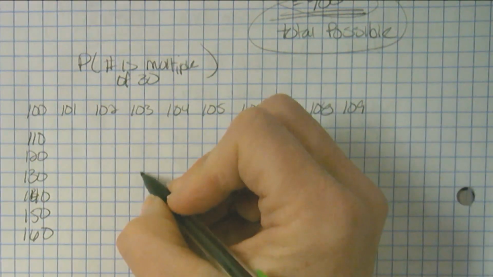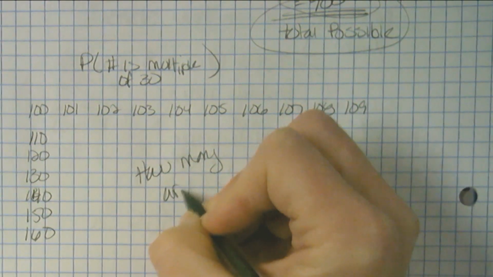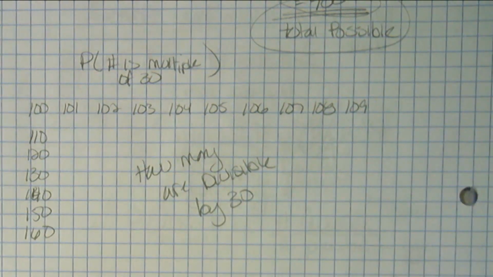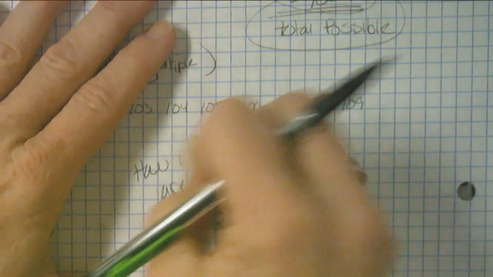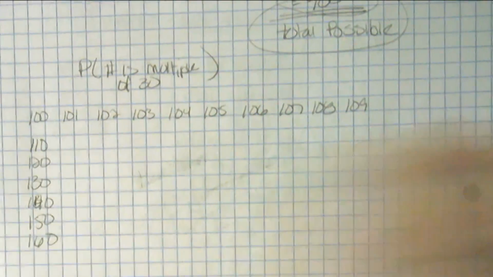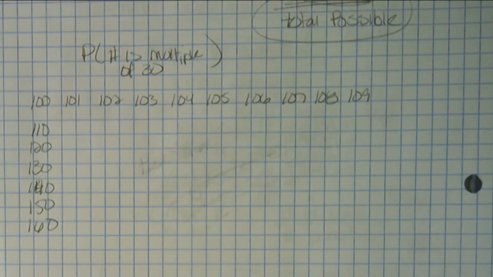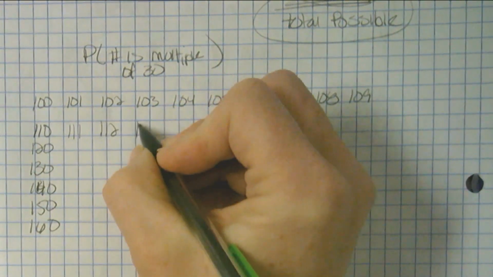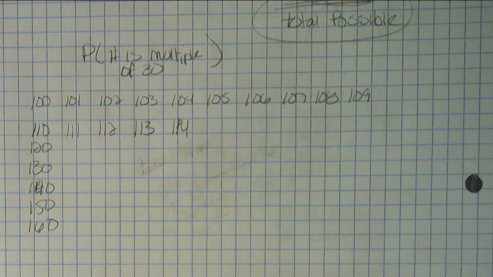So what we're actually looking for is how many are divisible by 30. All right, well, let me erase this for a second. What's my first number once I list all these out that's going to be divisible by 30? So this is going to be 111, this is 112, this is 113, this is 114. Which one of these is going to be my first one that's going to be divisible by 30?